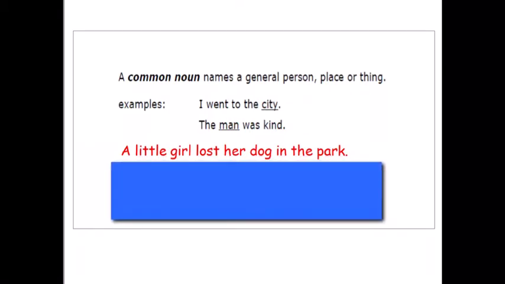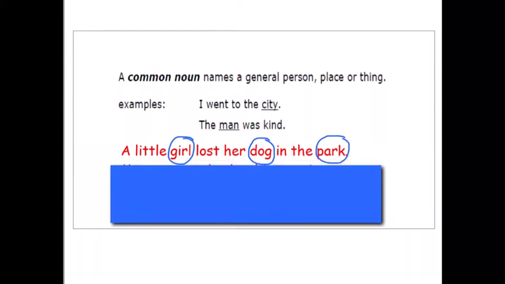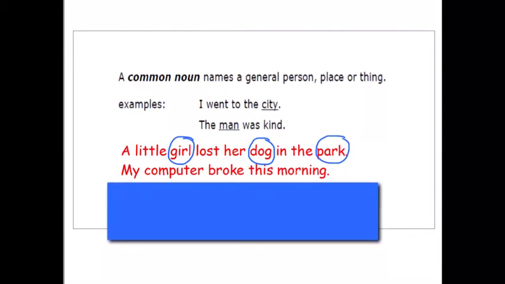A little girl lost her dog in the park. There are a few common nouns in this sentence. We have the word girl and dog and park. They're all common nouns. Our next example. My computer broke this morning. Again, there's a few common nouns. Computer and morning. They are both things. They both begin with small letters.